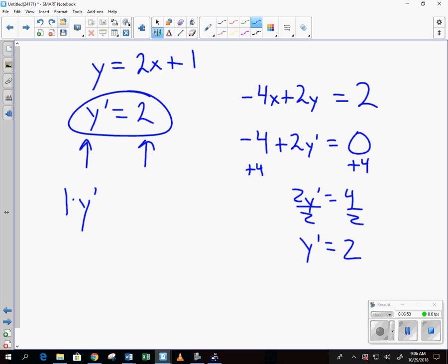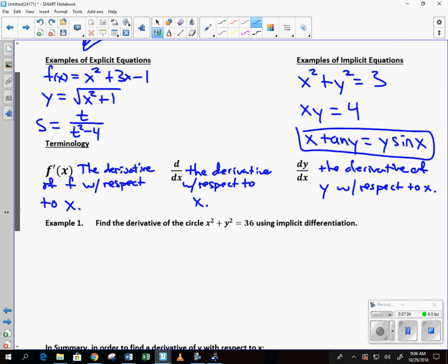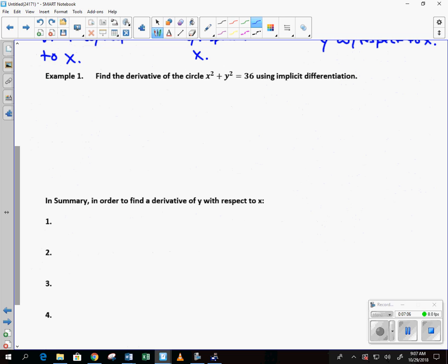Now, your question right now is, why do I do that? I'm going to show you right now exactly why you do that. If you can get through this obstacle, you're going to be just fine. So, find the derivative of the circle x squared plus y squared equals 36. So, I'm going to take the derivative with respect to x of x squared plus y squared is equal to 36.